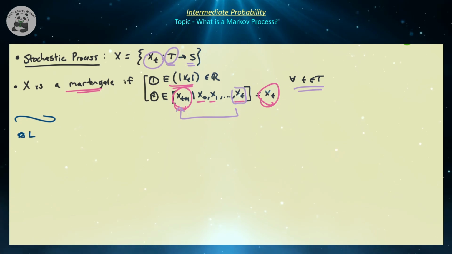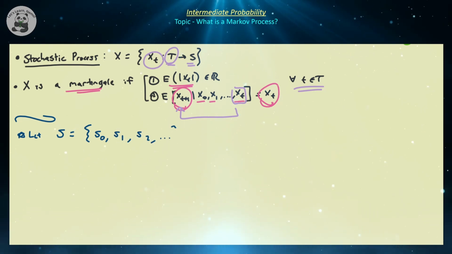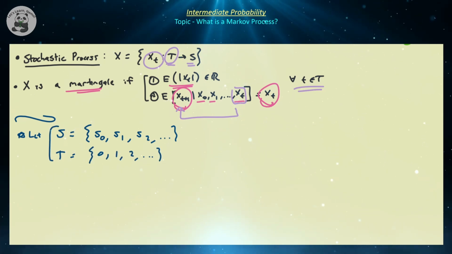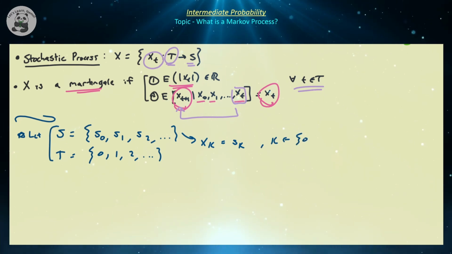Now what we're going to do is let our state space be explicitly defined to be equal to S_0, S_1, S_2, and so on. Let's define T to be equal to 0, 1, 2, and so on. And let's also assume that X_k is equal to s_k. So these are the values that X_k can take, right? That's what we refer to, again, as the state space. And we're going to assume that k belongs to 0, 1, 2, 3, and so on. So that's our domain set T.